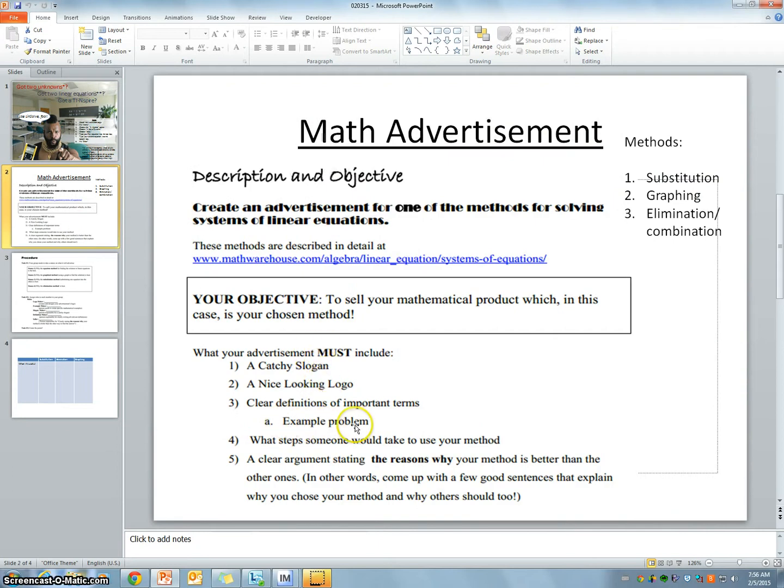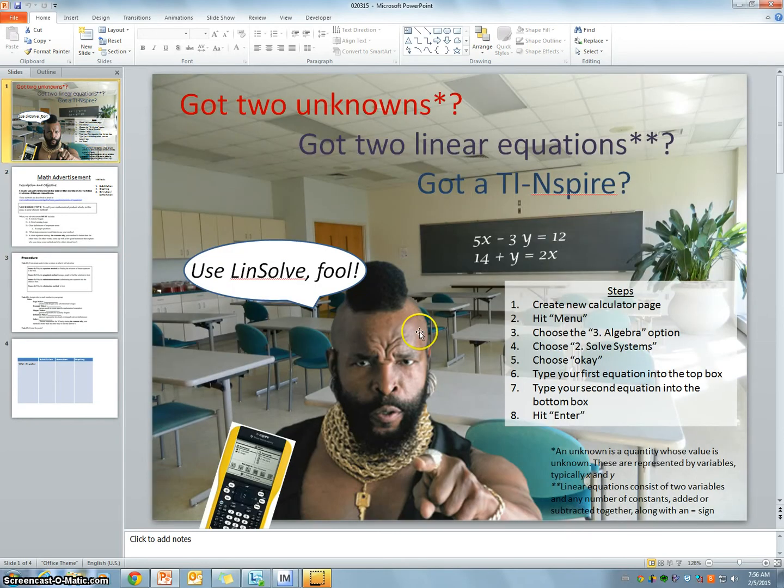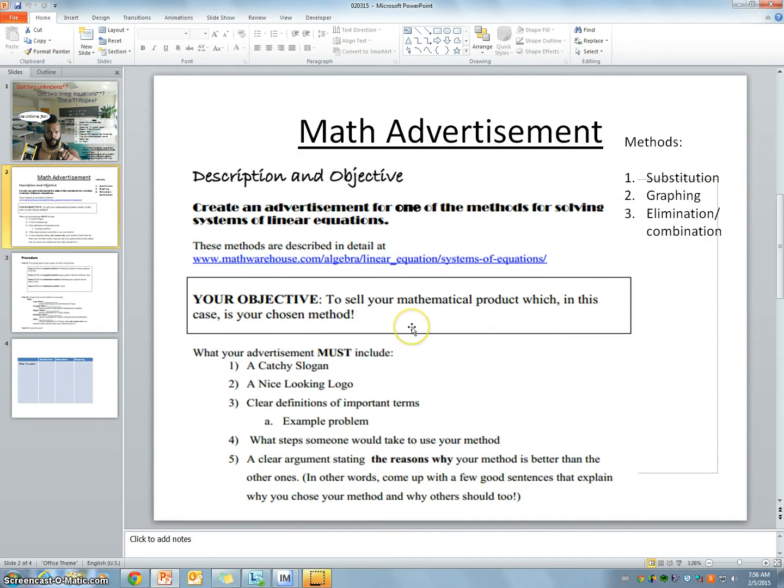I also want some kind of example problem. Walk me through a problem as you tell me what your method is. The example problem I used was 5x minus 3y equals 12 and 14 plus y equals 2x. Feel free to make up your own, or again, use the textbook. There's lots of them in there.